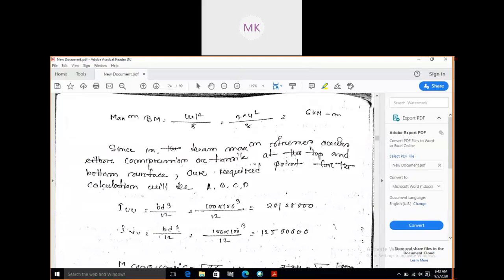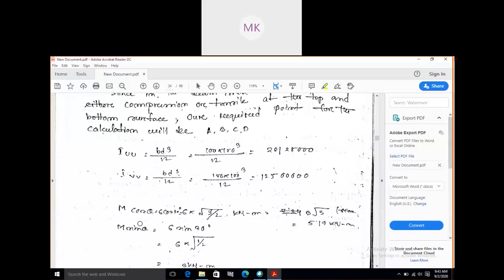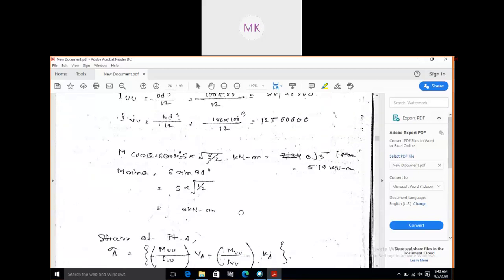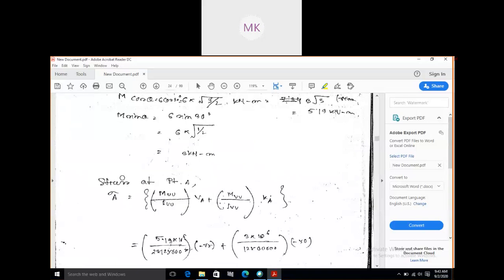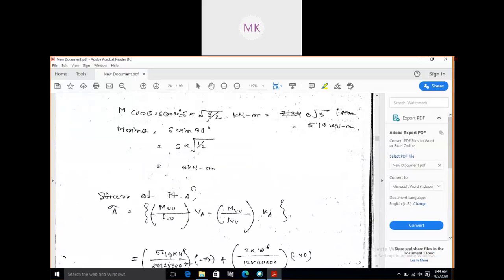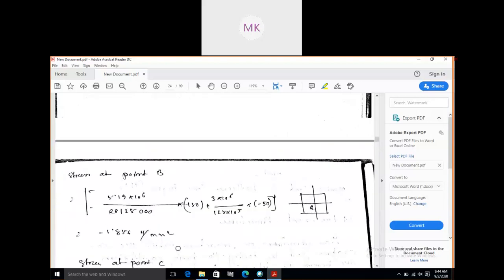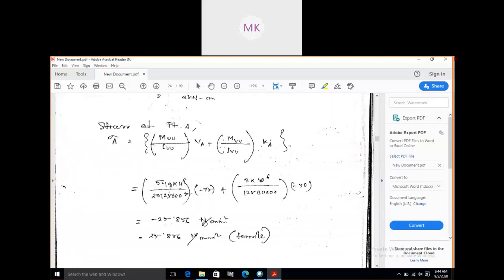Okay, fine. After that, you need to find this M cos theta and M sin theta. It is very simple again. Now we need to find the stresses at every point A, B, C, and D. For simplification, we have denoted sigma A, similarly sigma B, sigma C, sigma D. For that, just remember this formula.